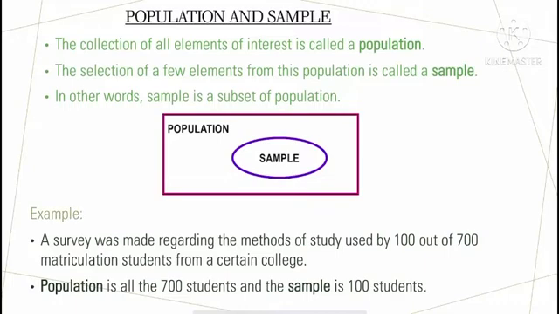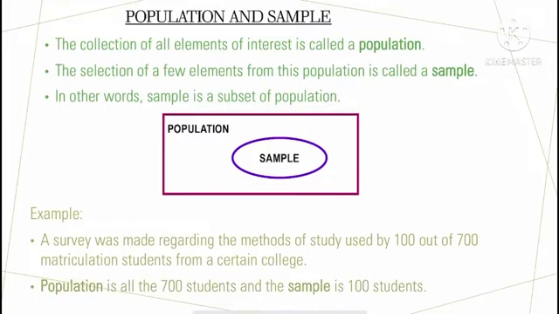For example, a survey was made regarding the methods of study used by 100 out of 700 matriculation students from a certain college. The population here is all the 700 students and the sample is 100 students.